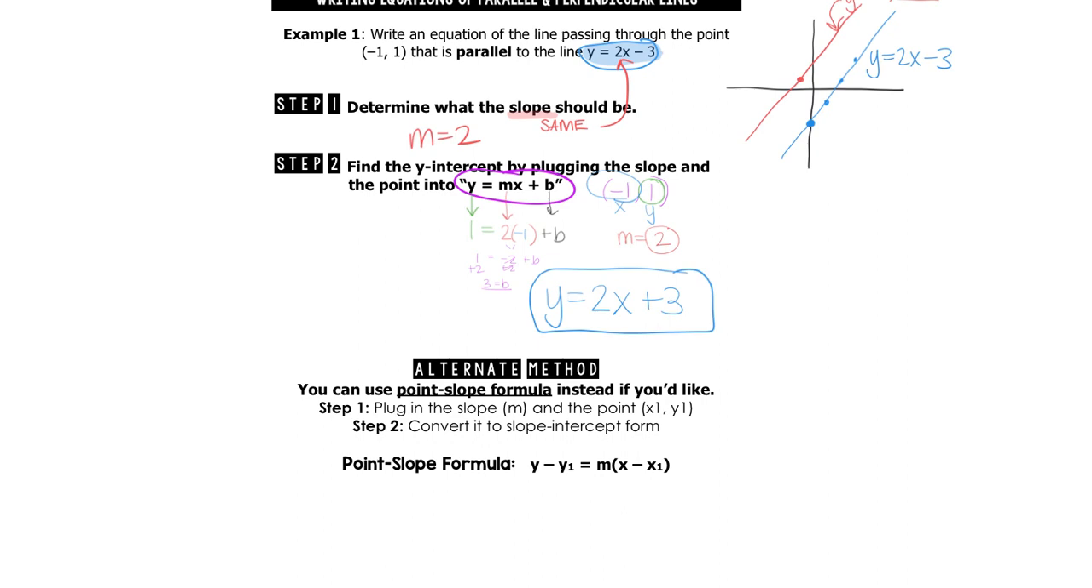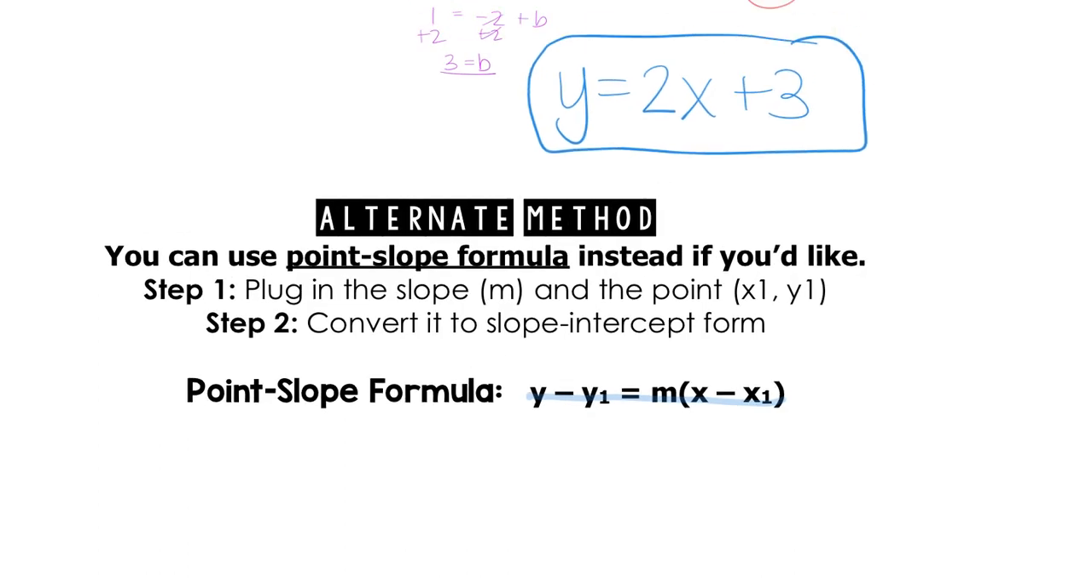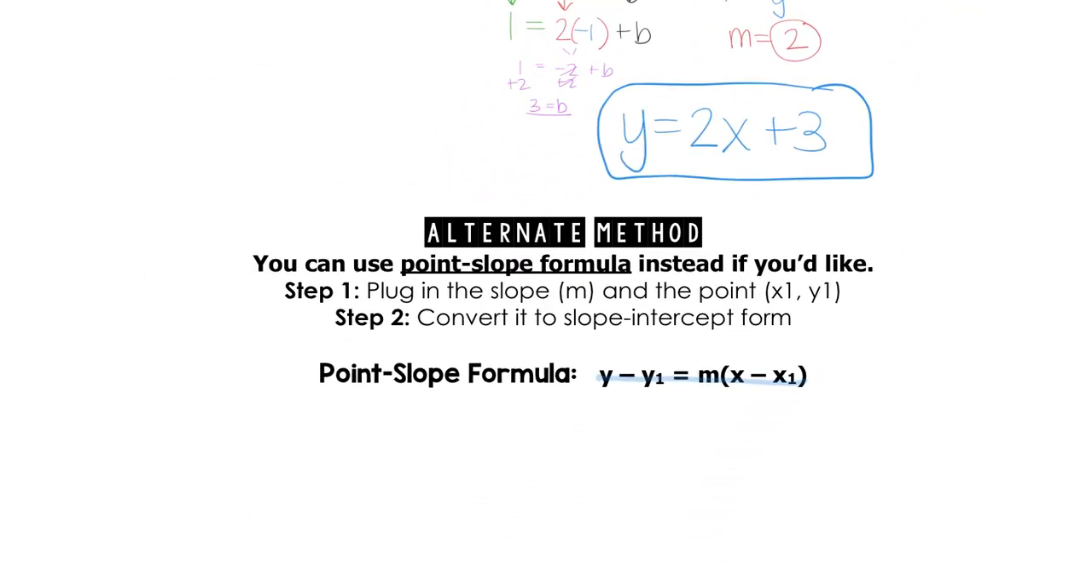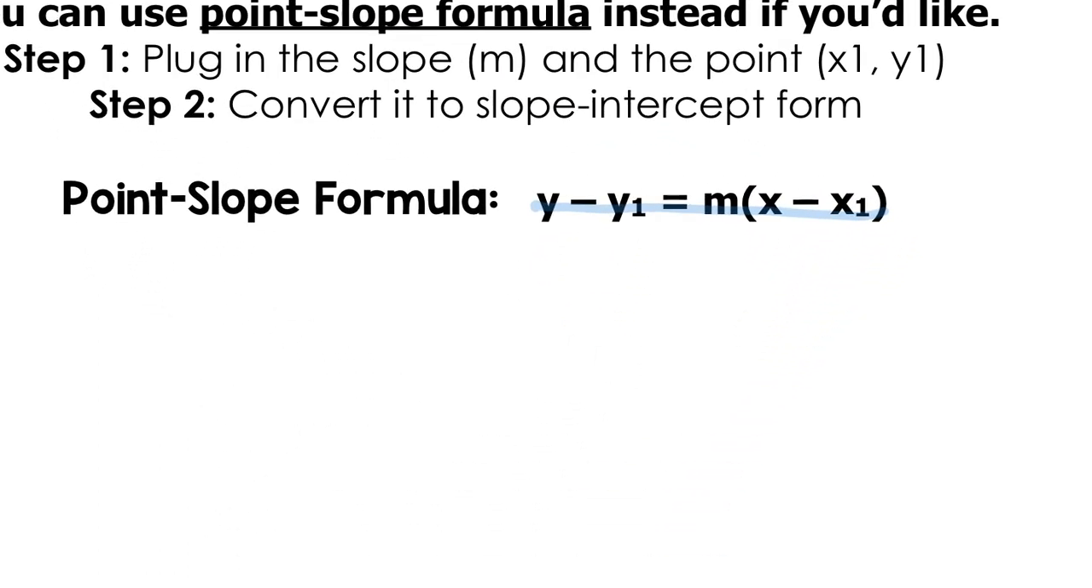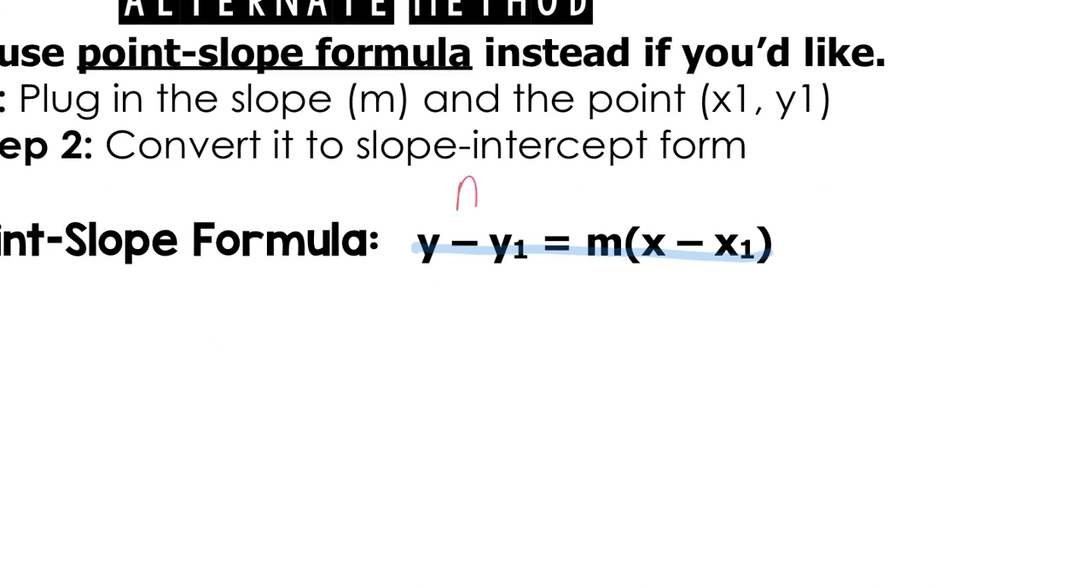Some of you might remember a formula called point slope formula, and I'm going to show this method. Now you don't have to do this. If you don't want to remember this other formula, you don't have to. You could always do it the way that I showed up here, but I'm still going to show this because some people like to do this more. So here we go. First of all, our slope again was 2, right?